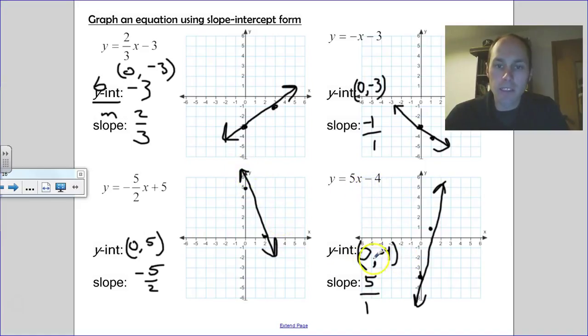The next one, y-intercept is 0, -4. Slope of 5. 5 over 1 because 5 divided by 1 is 5. So start at 0, -4 because that's our y-intercept. Slope of up 5 over 1. Try to draw straighter lines than I do.